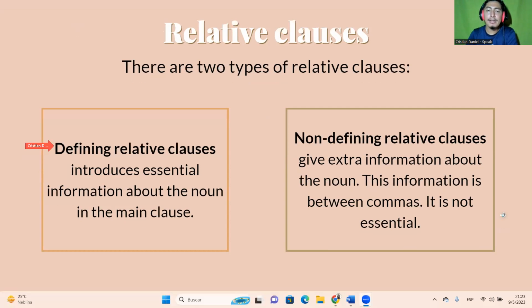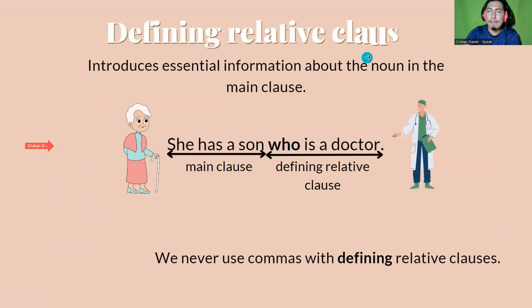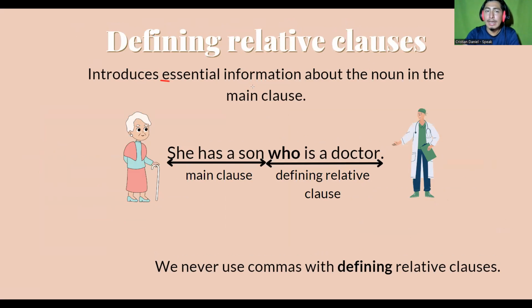Okay, the first type of relative clauses are the defining relative clauses. Defining relative clauses introduce essential information about the noun in the main clause. Remember, essential information. It means important information.